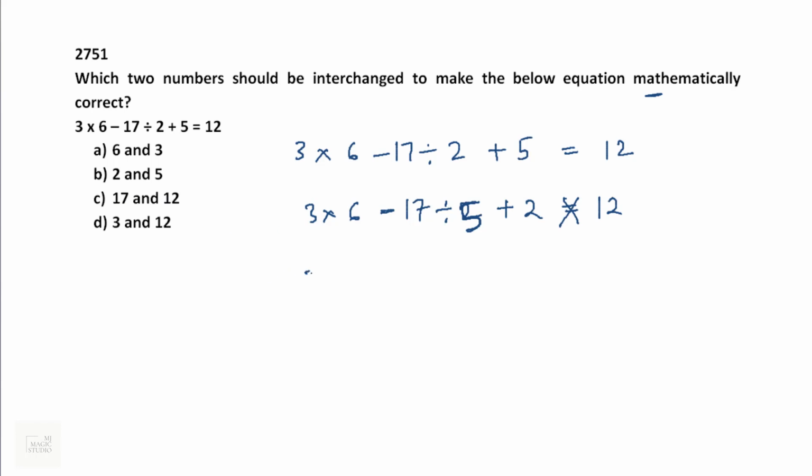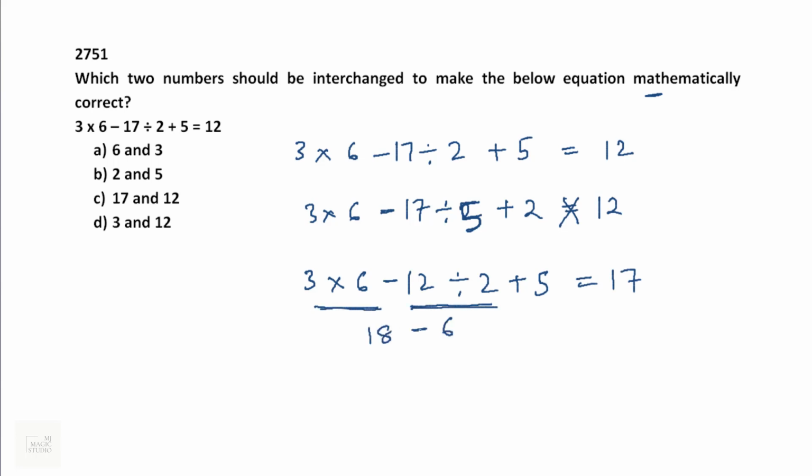17 and 12: 3 into 6 minus 12 divided by 2 plus 5 is equal to 17. Let's check. 12 by 2 is 6, 3 into 6 is 18. 18 minus 6 is 12 and 12 plus 5 is 17. It is fitting in. Option C fits in. If we interchange 17 and 12, it would be a mathematically correct equation.